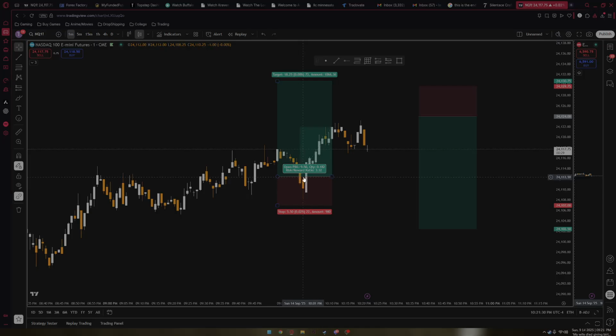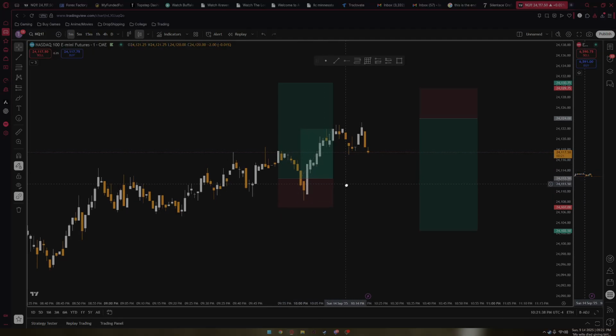But since my position is here and it comes down into here but doesn't hit the bottom, I'm still in my position. The market then reverses up into the green area, which is what I wanted, because I'm buying. I'm betting that it's going to go up, is how I think of it.